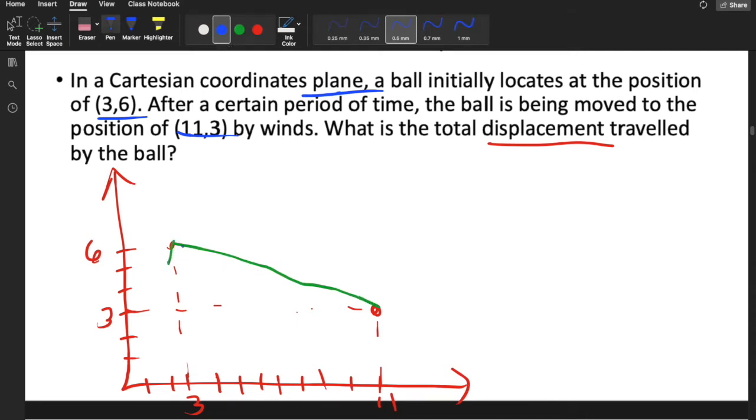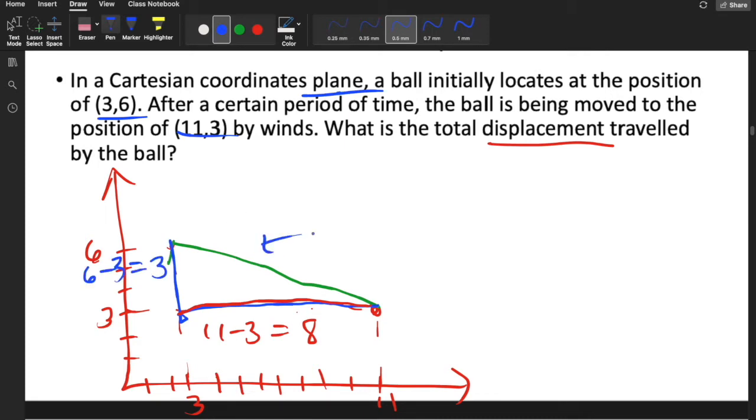So how can you do it? Still use the theory we talked about. So here is this line, the line in green. Actually, the line in red is equal to 11 minus 3, which is equal to 8. And then the blue line here is 3, right? So 6 minus 3 is equal to 3.